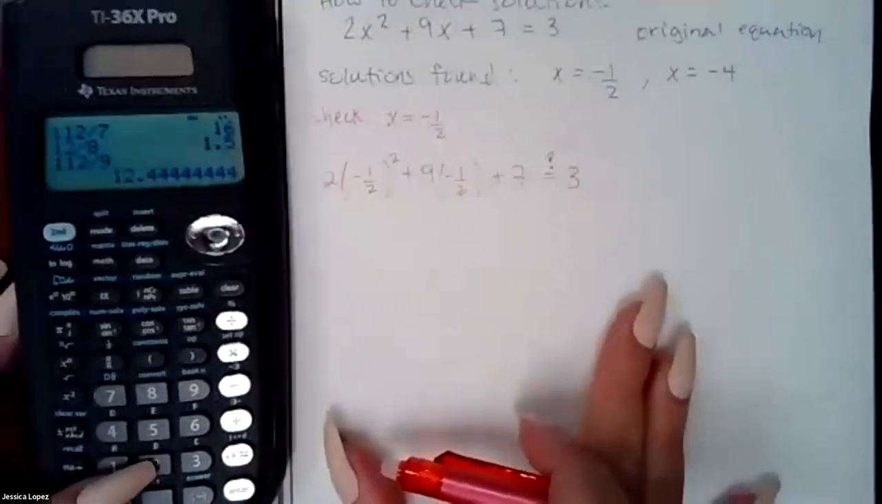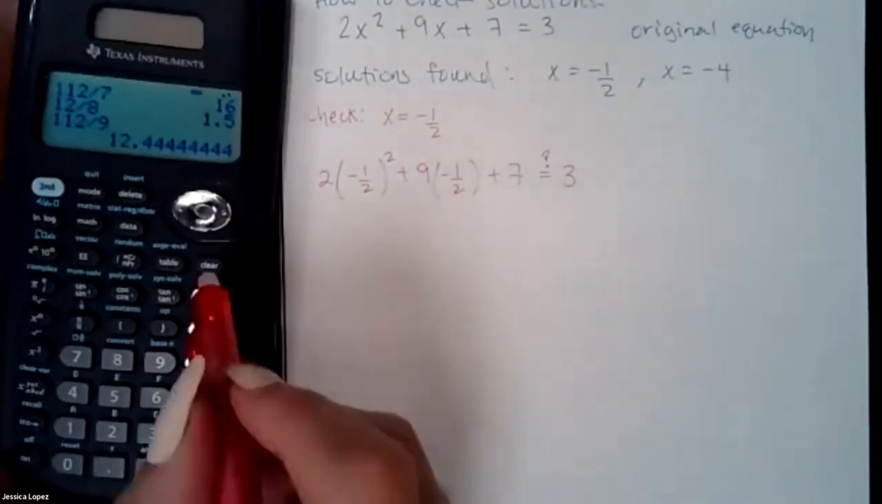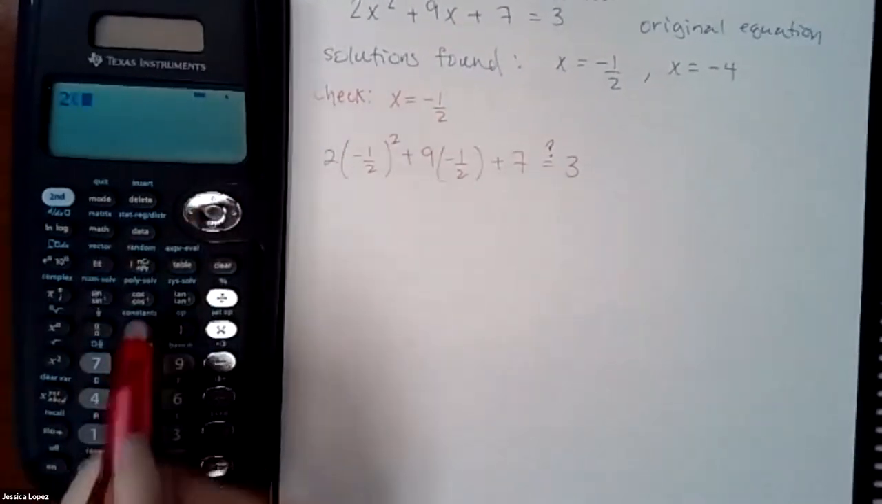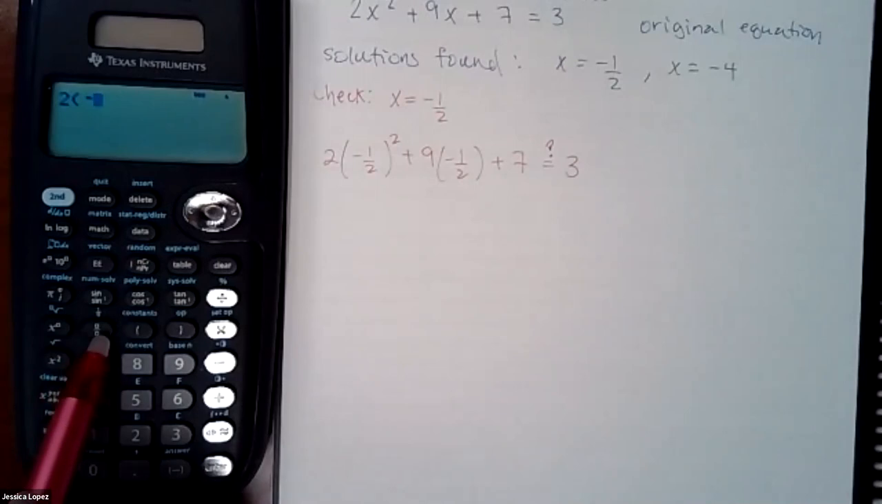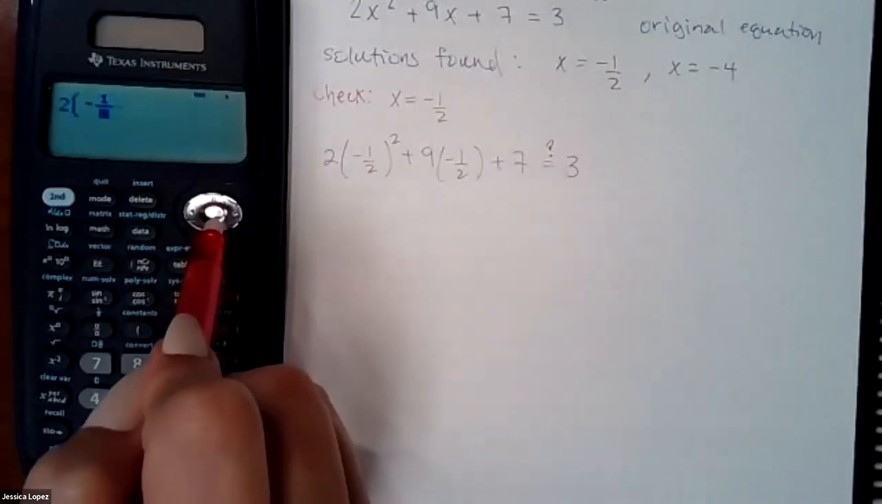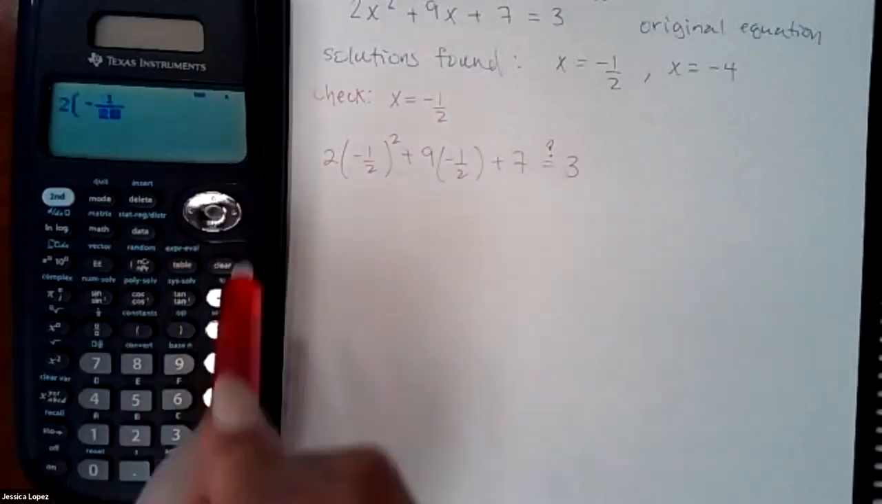Yeah, much better. Okay, so if I hit clear, I'm going to type in 2 (-), and then there's a fraction button right here above the 7. I'm going to hit that. I'm going to hit 1, and I'm going to hit the down arrow to go downstairs. Hit 2.